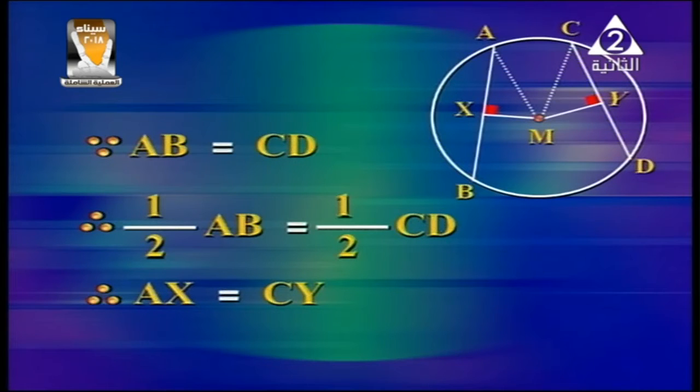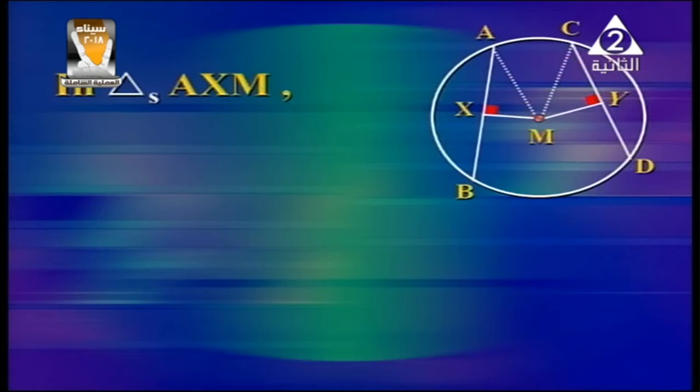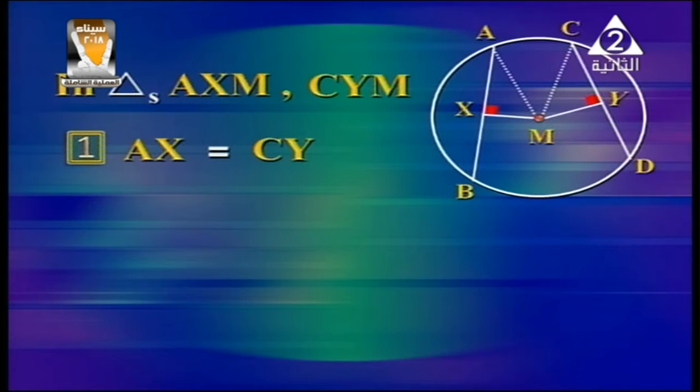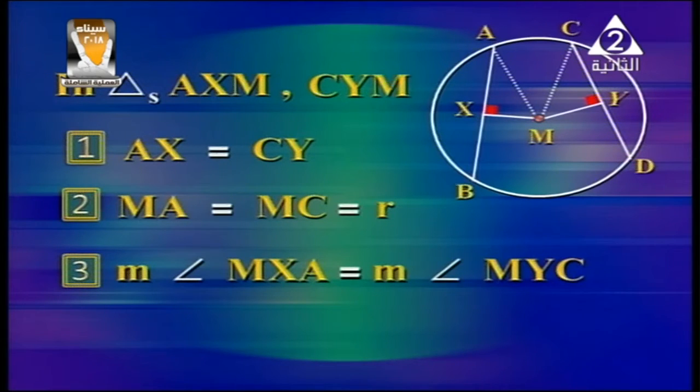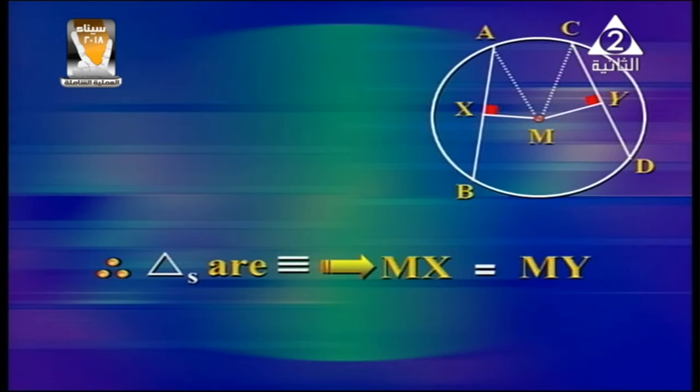Then we are going to make congruency in the two triangles AXM and CYM. Try to find three conditions. The first one is AX equals CY. The second, MA equals MC equals radius. And finally, the third will be measure angle MXA equals measure angle MYC equals 90 degrees. Then the two triangles are congruent. And here we can say that MX equals MY.